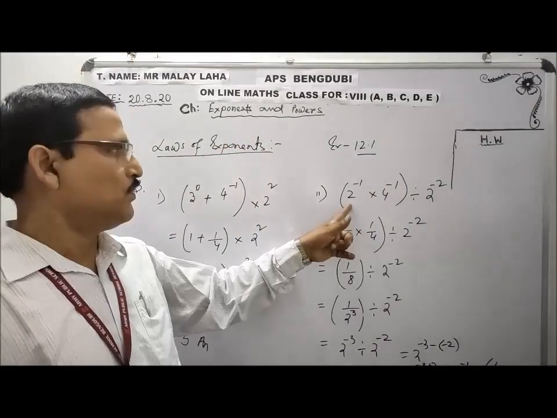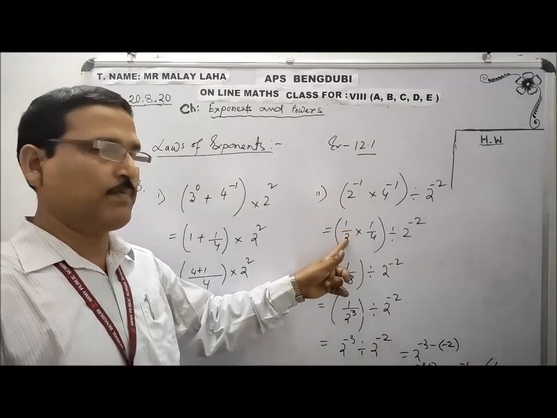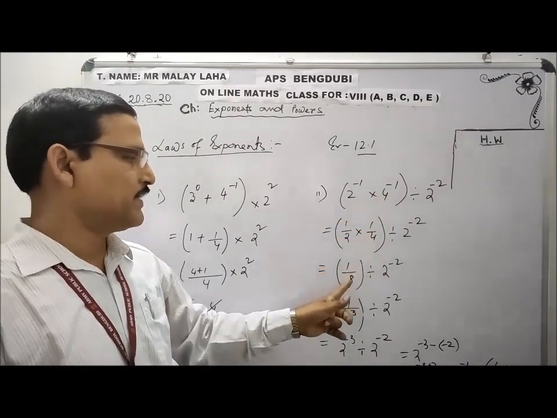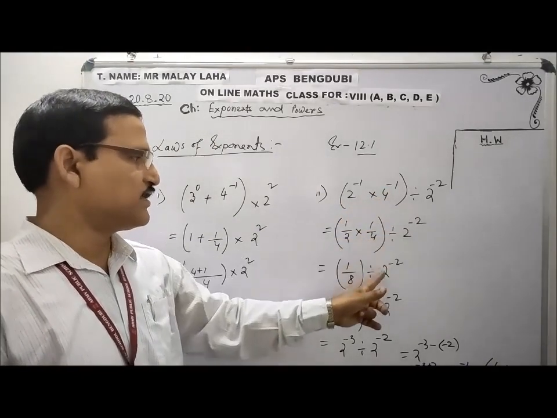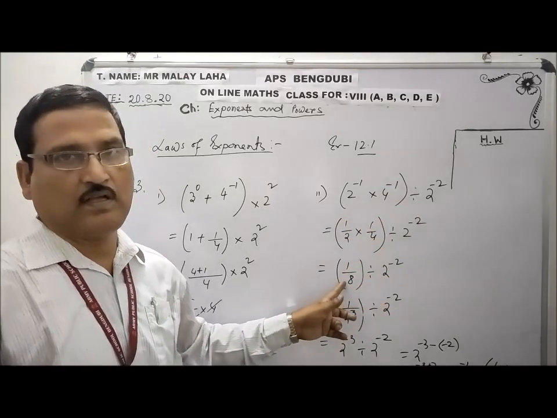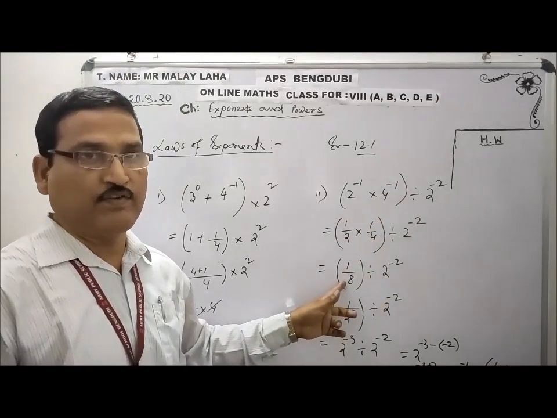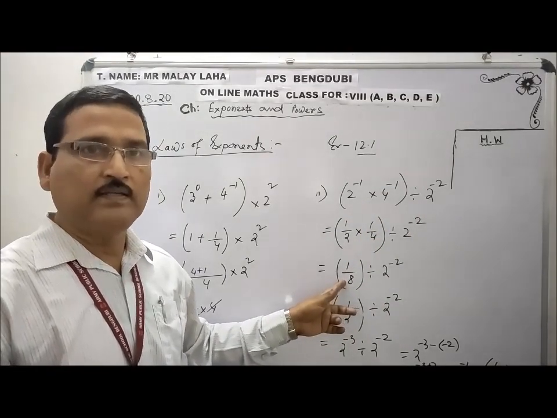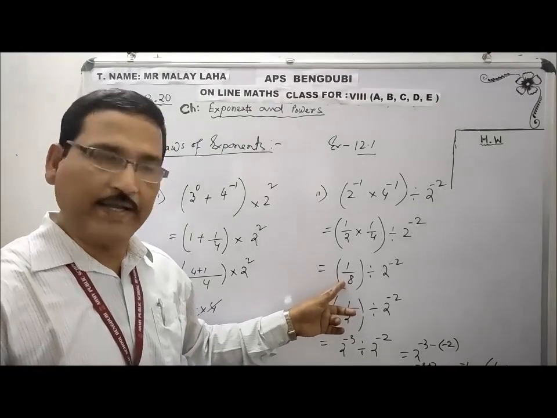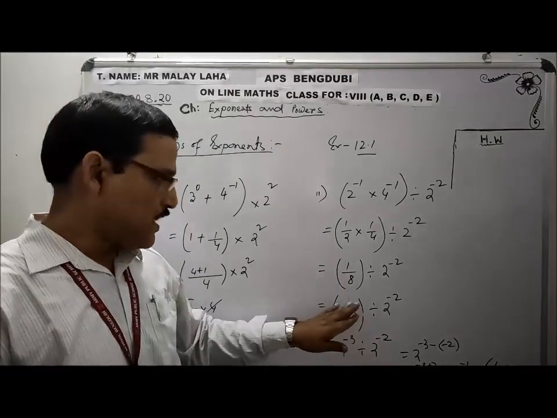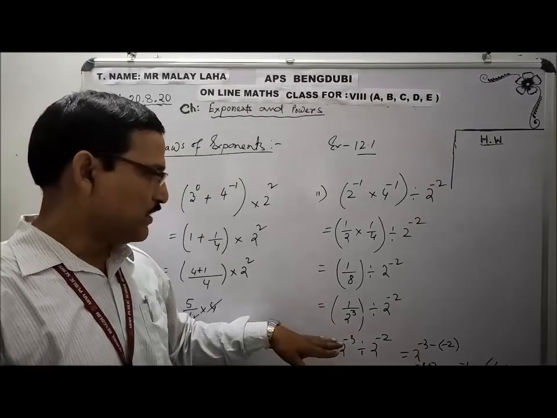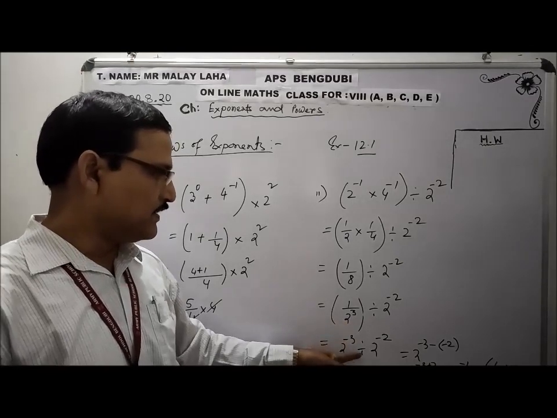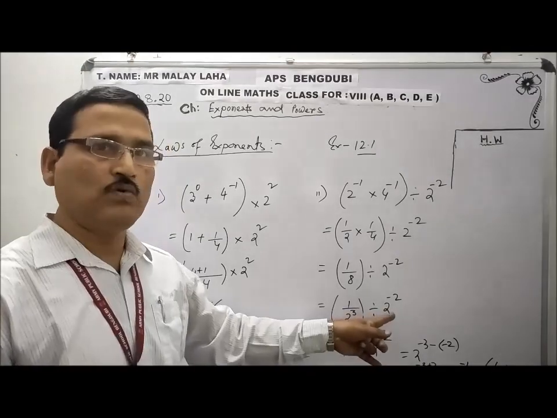Again, I am showing you: 1 by 2 raised to minus 1 can be written like this, 1 by 4 raised to minus 1 can be written like this. Now after that I am getting 1 by 8, and this part I am just writing. Now 8 I have to write in power form. Class 7 you have done, you have to factorize the 8. If I multiply 2 three times by itself, it comes to 8. So that means 2 raised to 3. Now this 2 raised to 3 I am writing in the numerator. If we reciprocate, the power will be negative, and then divided by 2 raised to minus 2.